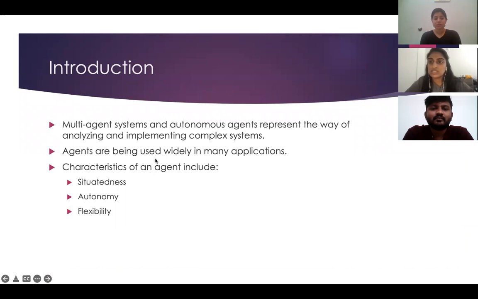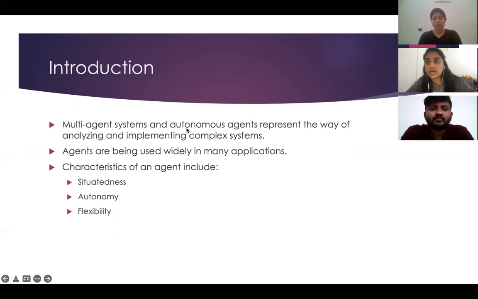Agents are nothing but computer systems that can take flexible autonomous actions, and an agent can be a human agent, a robotic agent, or a software agent. These agents are being widely used in many applications. Agents run by perceiving, thinking, and acting. They perceive the environment using sensors and act upon the environment using actuators. So basically, an agent is composed of both actuators and sensors.